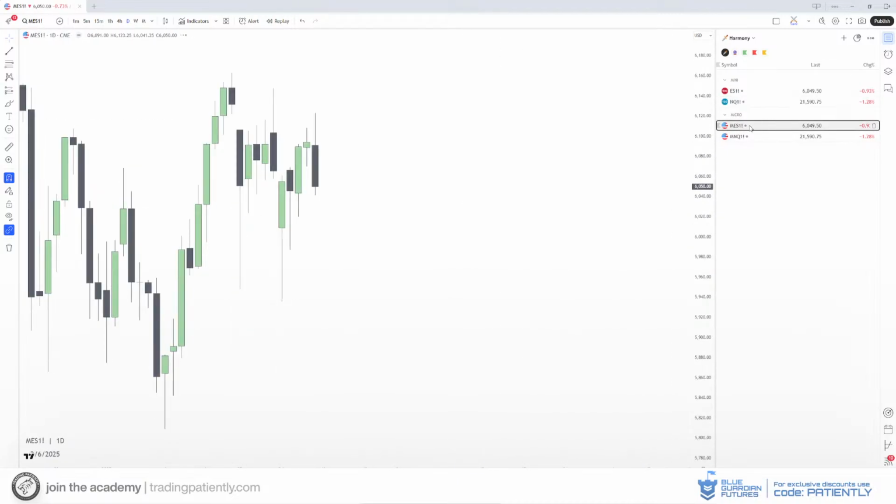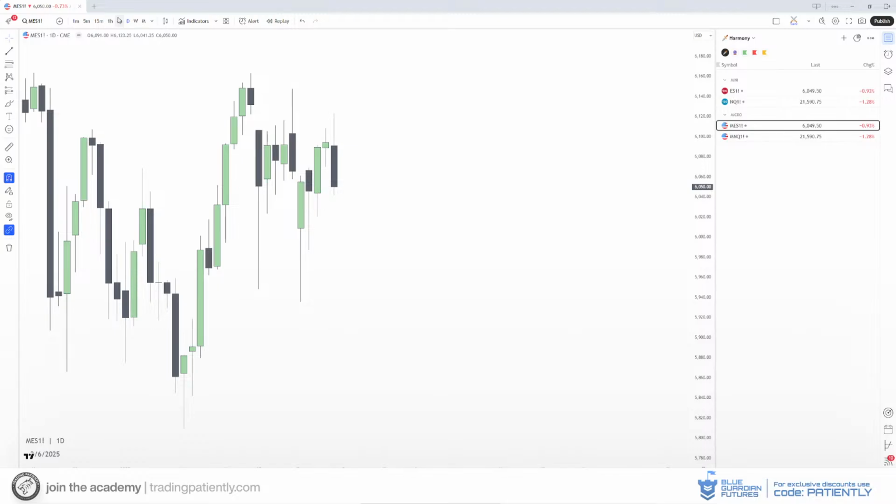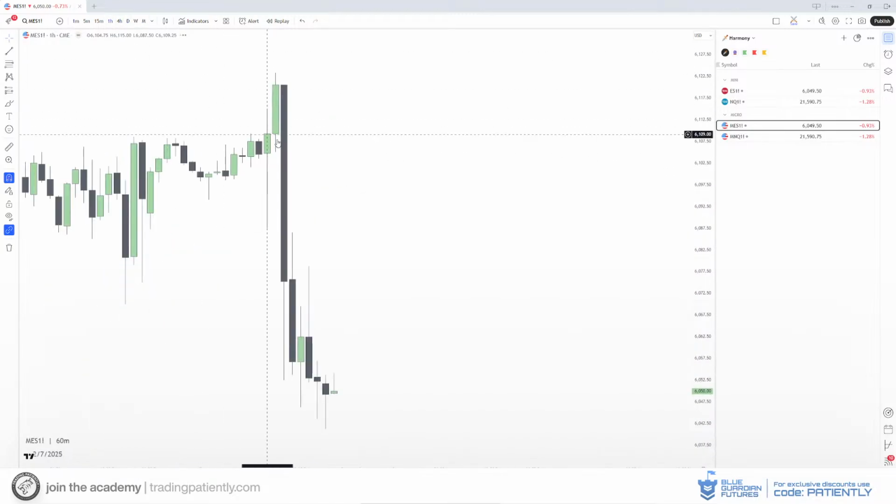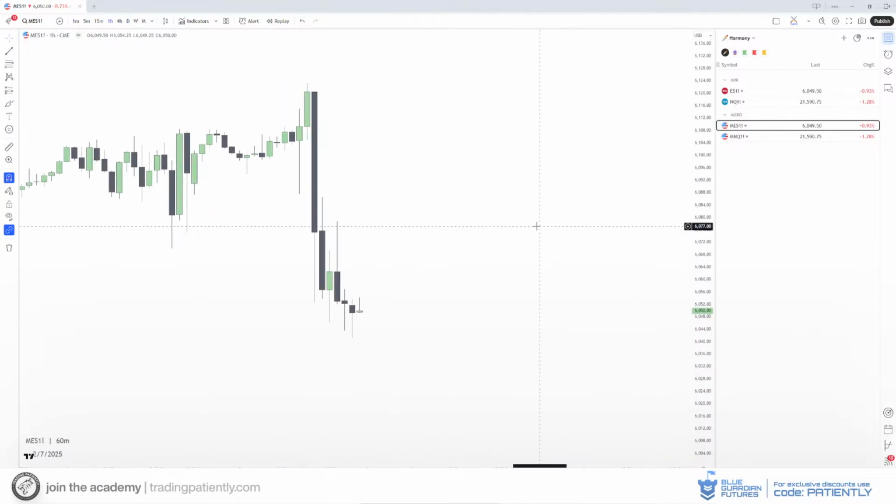Show up every day 9:30 to 12, and I just trade ES and NQ. I look for 1 to 2 high probability trades in the direction of the daily expansion. That's all we're doing.